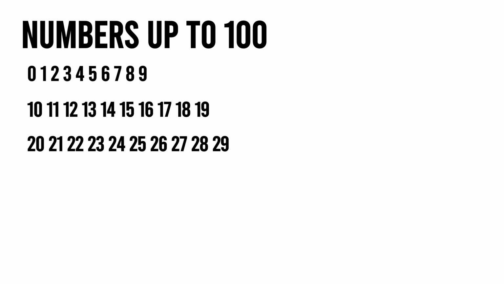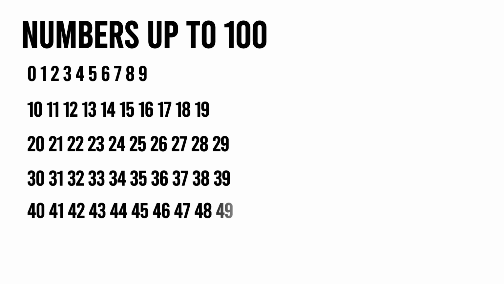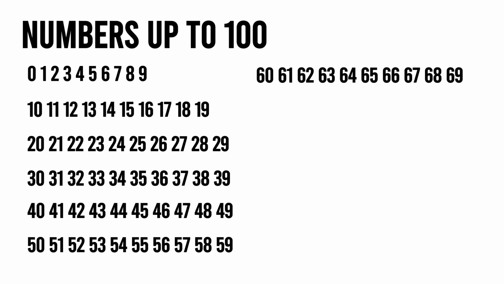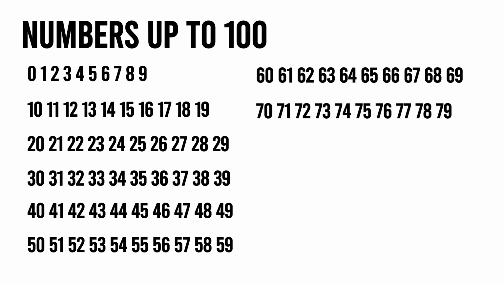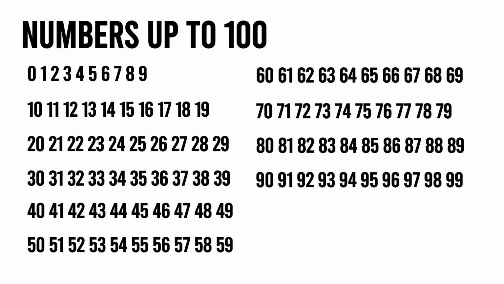Hence, 20 to 29, 30 to 39, 40 to 49, 50 to 59, 60 to 69, 70 to 79, 80 to 89, 90 to 99. When we reach 99, adding a unit no longer gives us space in 2 digits, and we go to 3 digits, getting 100.